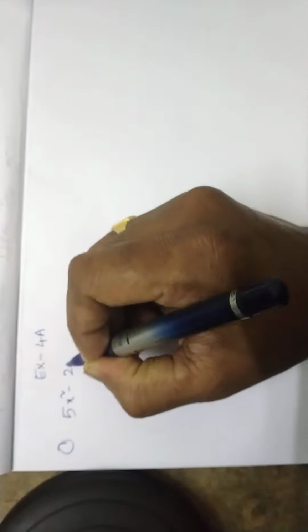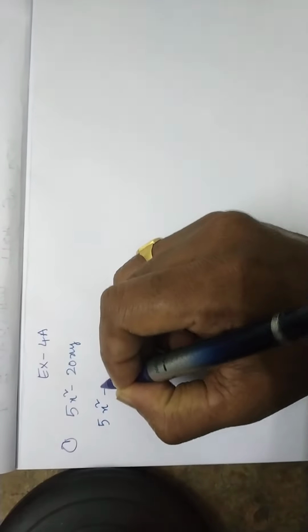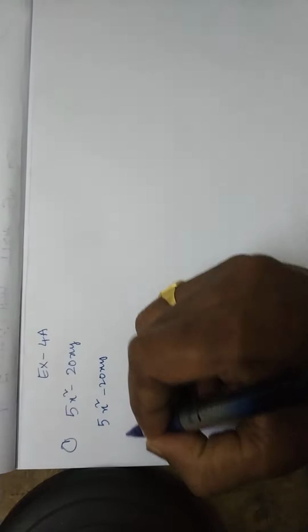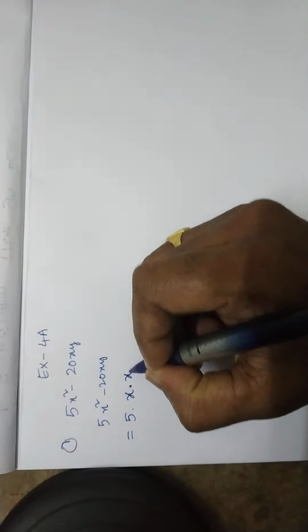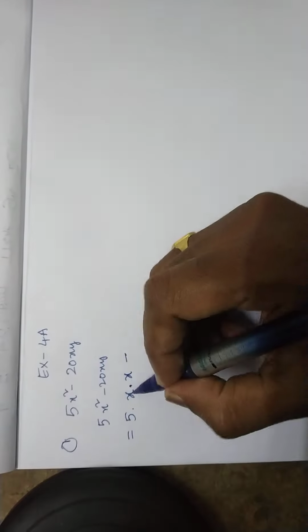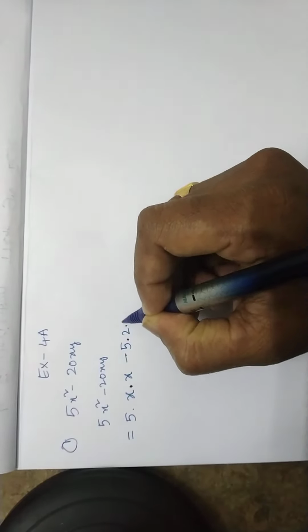Right. So question number 1. Factorize 5x square minus 20xy. There are three different methods. So we'll go for the ninth class level method. So 5x square minus 20xy you can write as 5 into x multiplied by x, and 5 into 2 into 2.